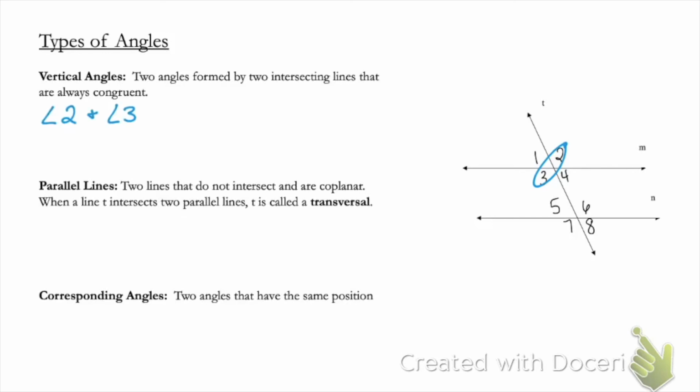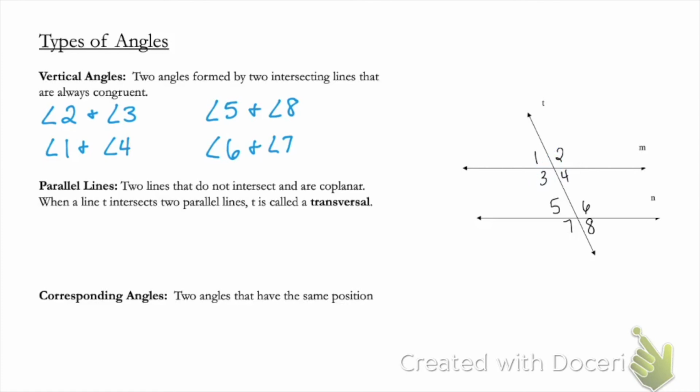So I'm going to write down here that angle 2 and angle 3 are vertical angles. That little symbol in front of the 2 and the 3 means an angle. I would like you to now pause your video and write down all possible combinations of vertical angles in this image. You should have 4 different combinations of angles here.